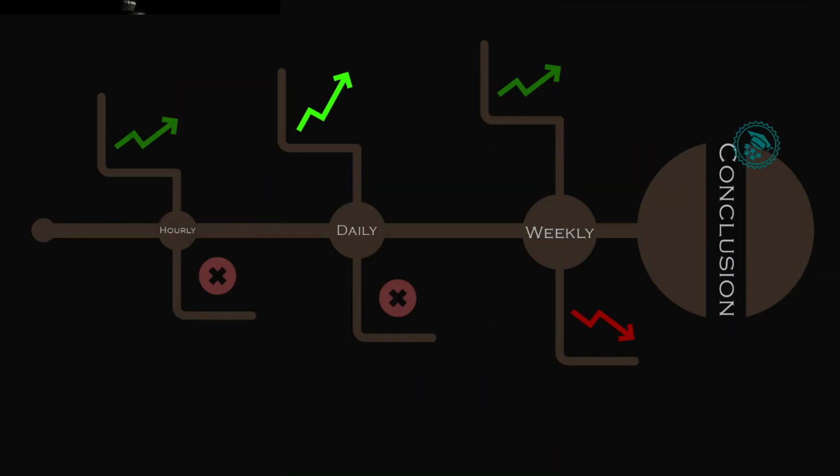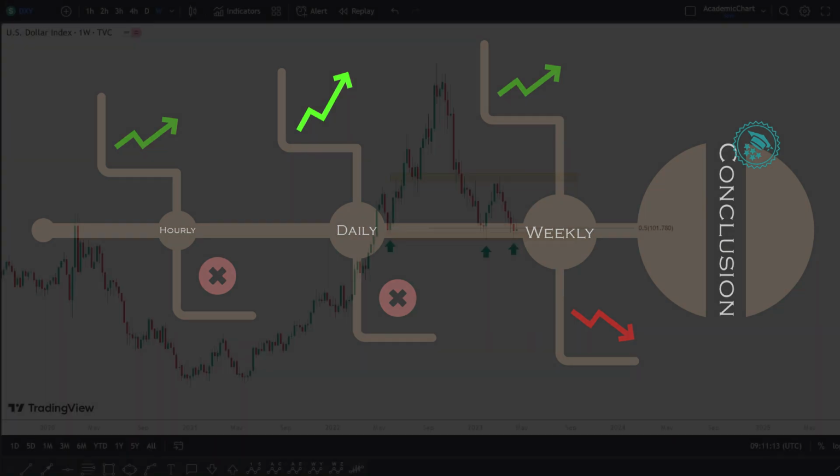I am back with another analysis on DXY, the US dollar index. As our final conclusion, I'm expecting an uptrend on the hourly chart. On the daily chart, also an uptrend, but a little bit of a sharp uptrend. On the weekly, I will come up with two possible scenarios, both uptrend and downtrend, which we'll discuss in a moment. To have a better understanding, let's jump into the chart itself.